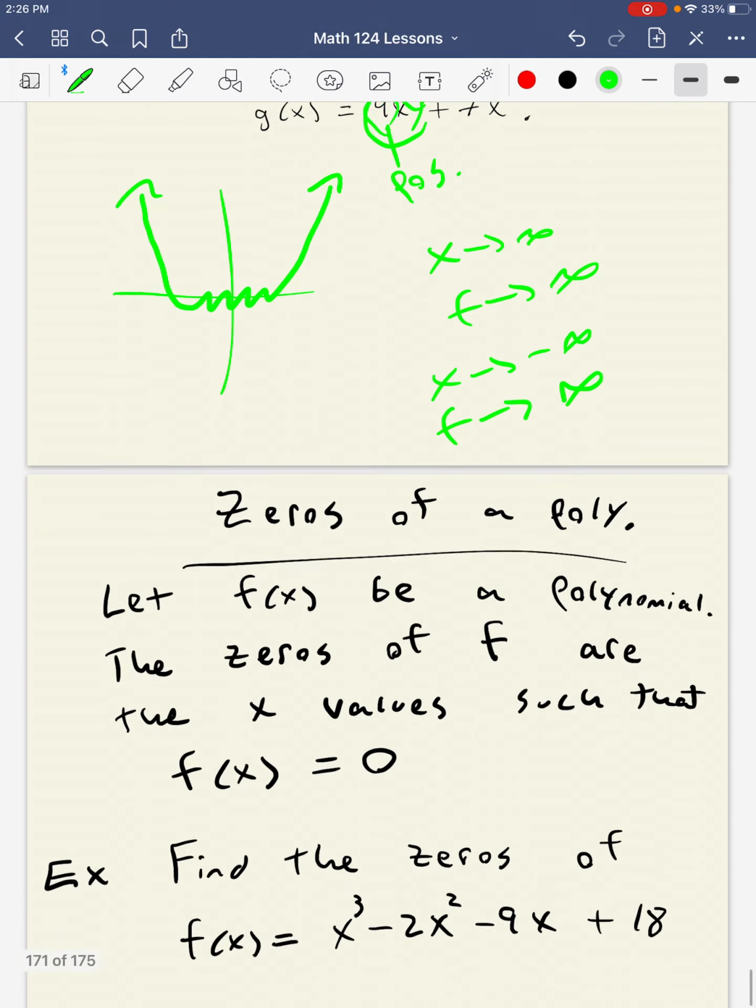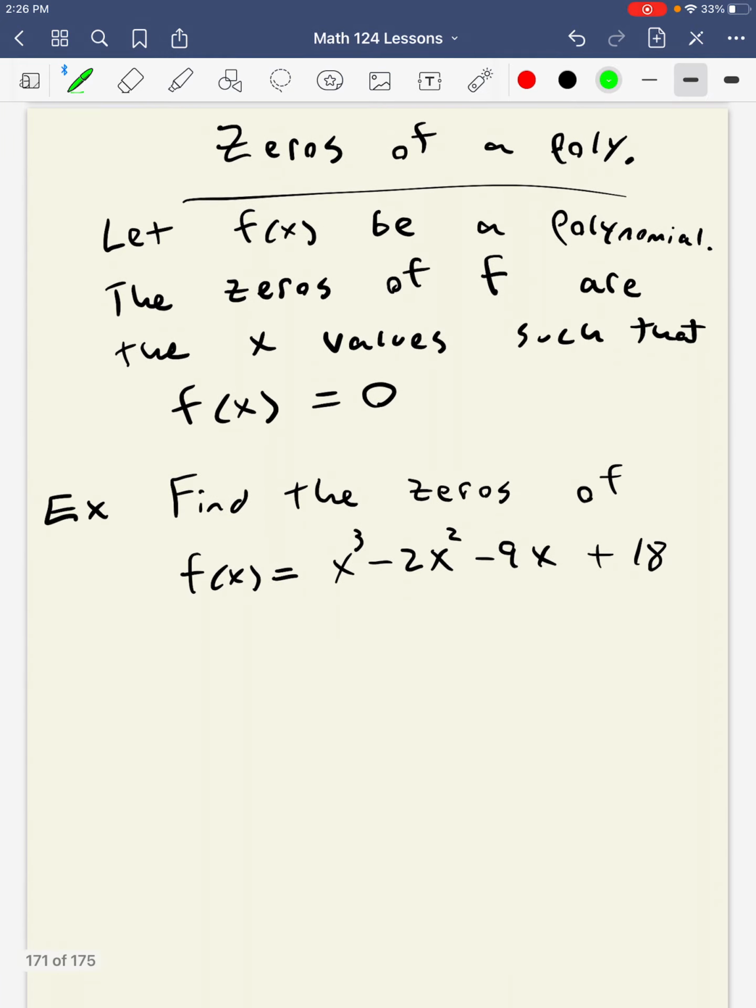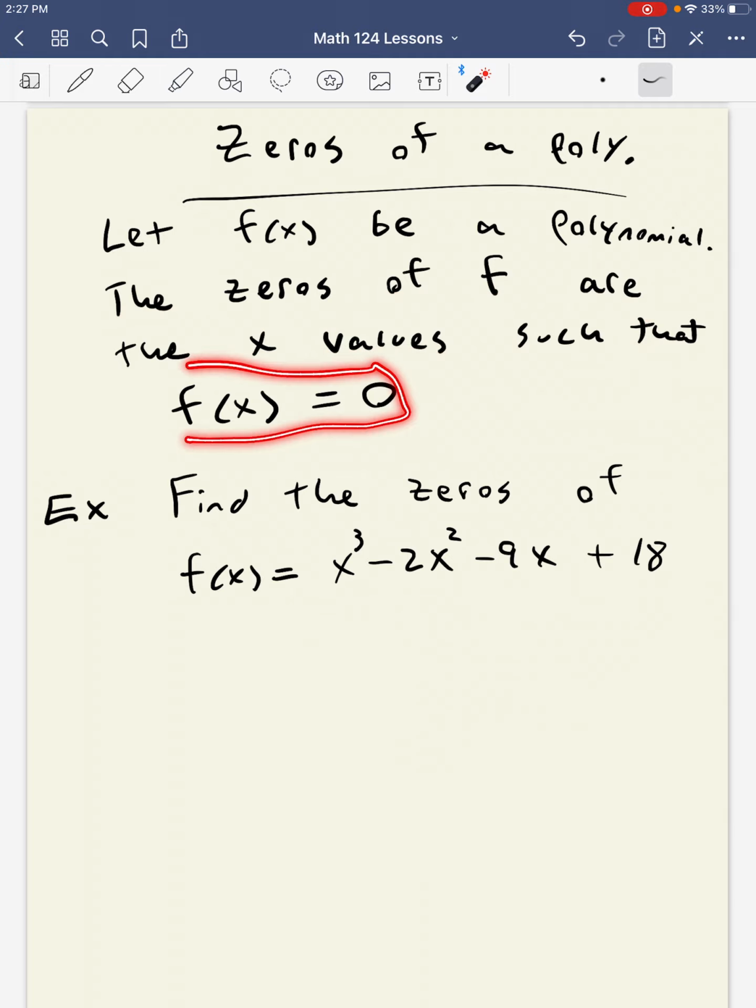Moving on, let's talk about the zeros of a polynomial. We've already seen zeros of a function in chapter 1, and it's the same thing here. A polynomial is a function. But anyways, I wrote it down. Let f of x be a polynomial. The zeros of f are the x values such that f of x equals 0. Finding these zeros is sometimes easy, sometimes really difficult.